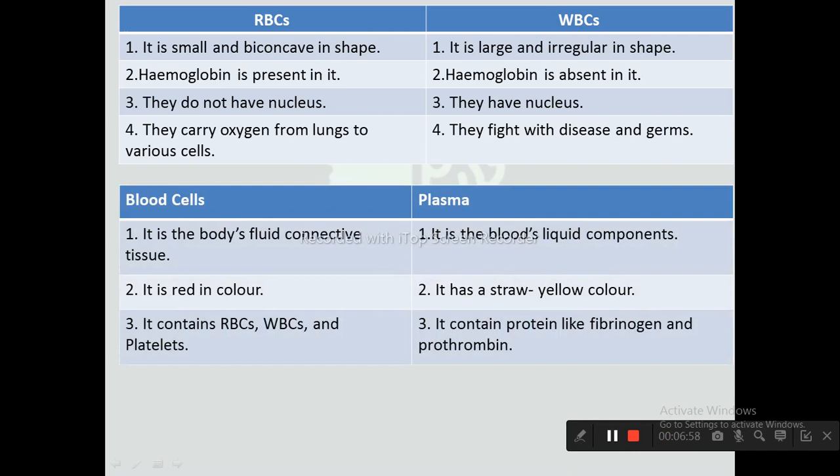Difference between blood cell and plasma. Blood cell is the body's fluid connective tissue, whereas plasma is the blood's liquid component. Blood cell is red in color, whereas plasma has a straw yellow color. Blood cell contains RBC, WBC and platelets, whereas plasma contains proteins like fibrinogen and prothrombin.